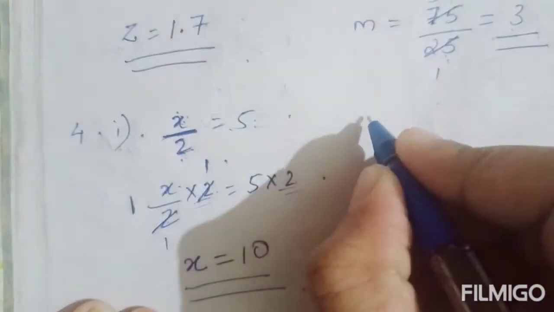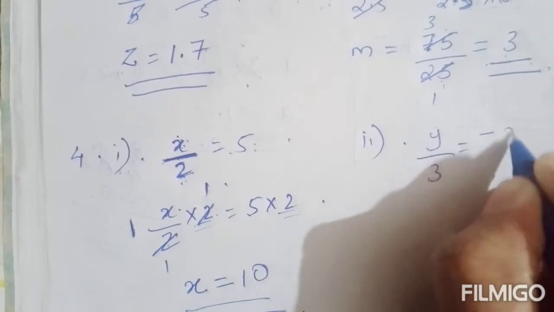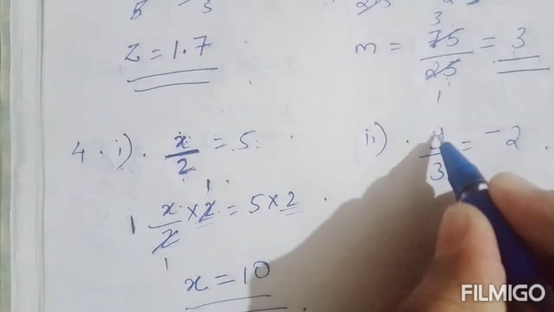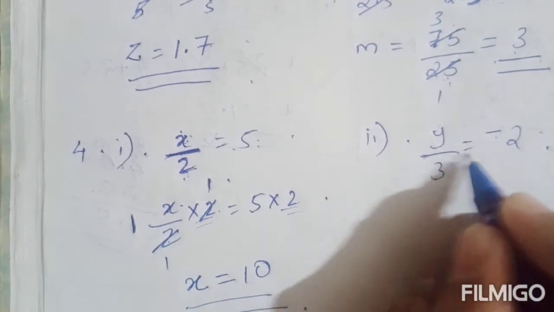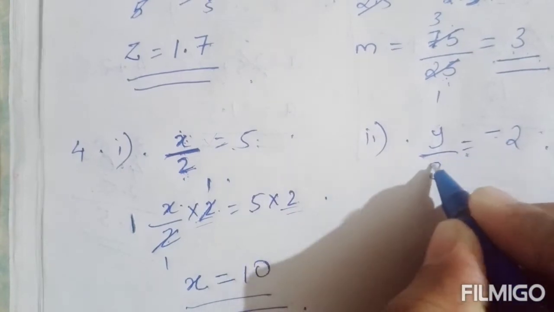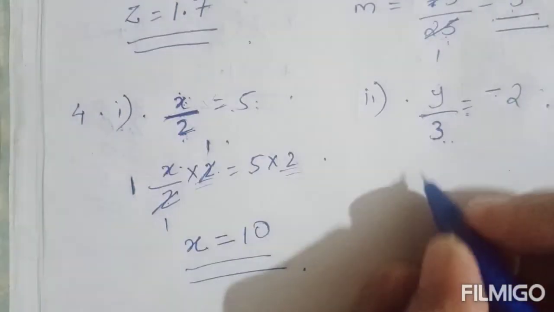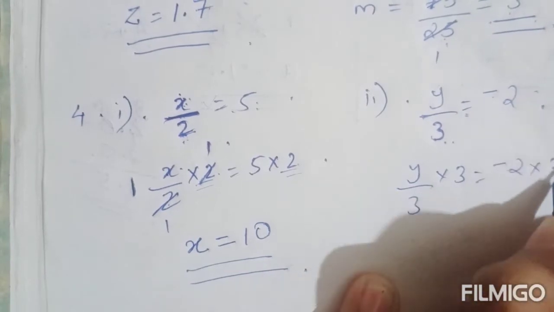Okay. Second one: y by 3 equal to minus 2. So here y divided by 3 equal to minus 2. Division is given. So what to do? You have to multiply both sides of the equation by 3. Okay. y by 3 into 3 equal to minus 2 into 3.